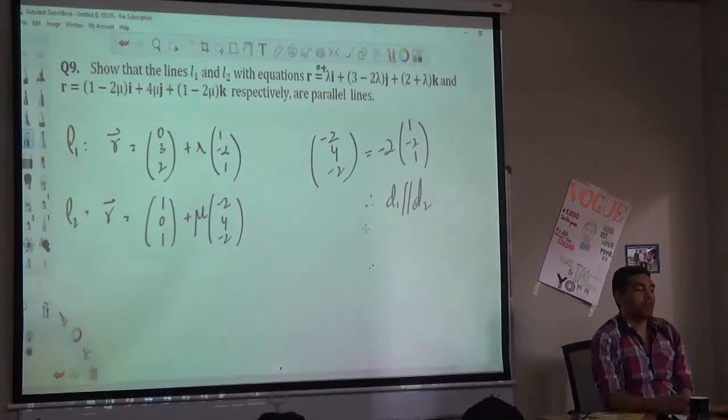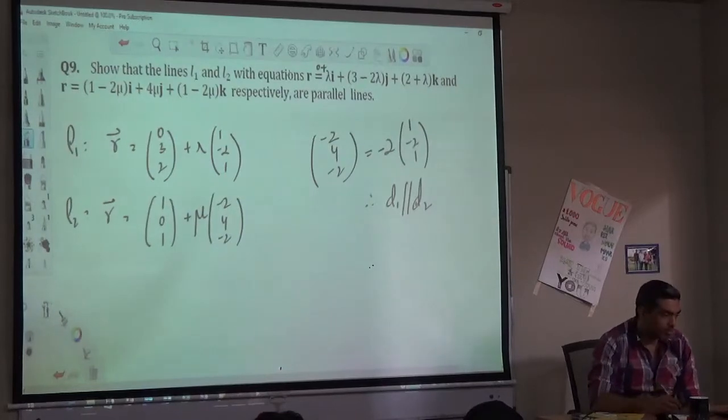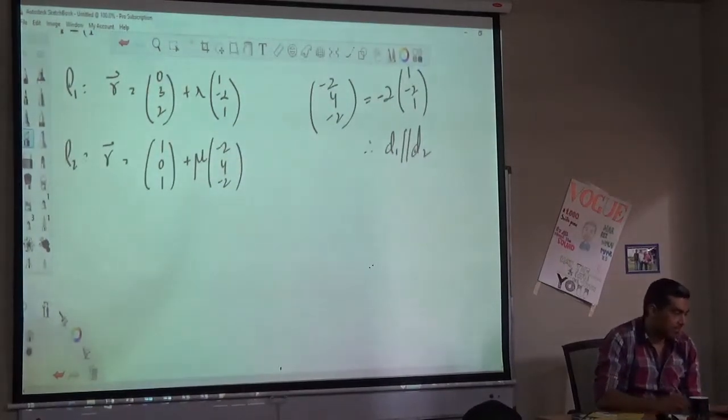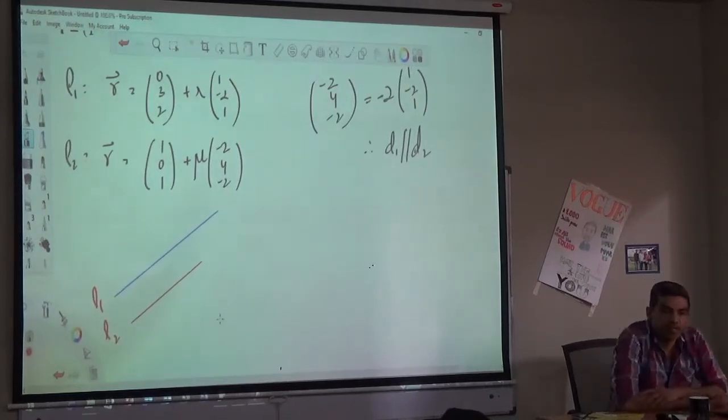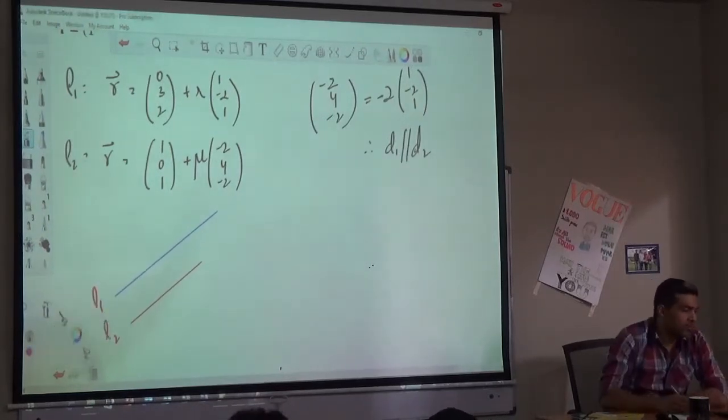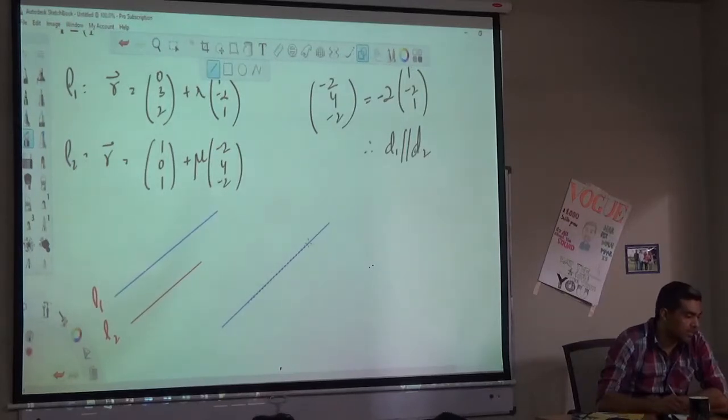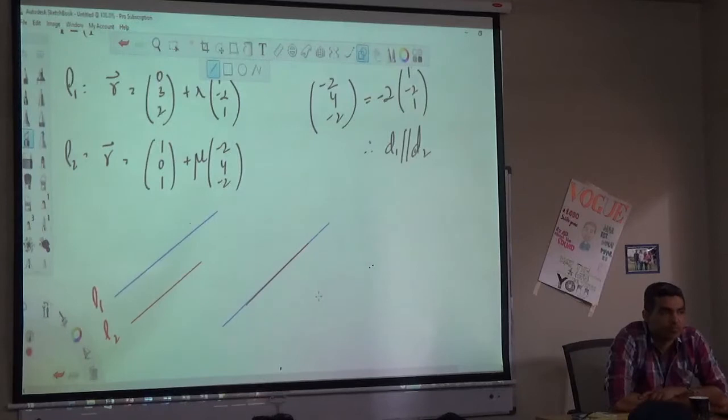Now how do you distinguish between the two cases? It's very simple. I'll just give you an example. Let's say these are the two cases, this is line 1 and this is line 2. One situation is this, and the other situation is where they could be overlapping, or in other words both the equations are representing the same line. For the two direction vectors to be parallel, we can have either one of these situations.